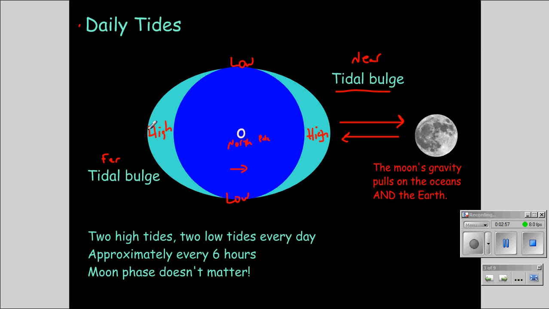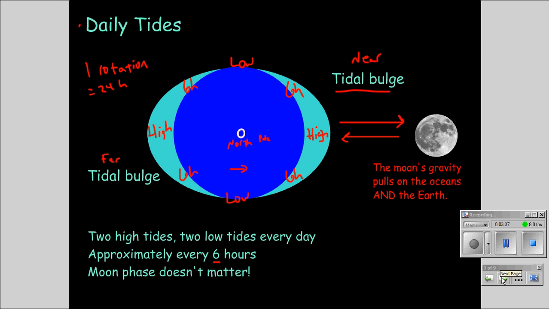So there's basically a changing tide every approximately 6 hours. If you think of one rotation being 24 hours, as we rotate, we'll hit a high, a low, a high, and a low. So that would be about every 6 hours in between. So there's two high tides, two low tides every day. They change on approximately every 6 hours, and moon phase does not matter. It doesn't matter where the moon is. The Earth is always rotating towards it or away from it.